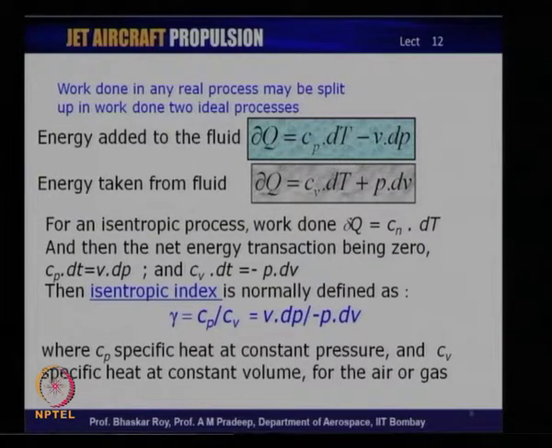And then the net energy transaction in an isentropic process is typically 0, because it is an adiabatic process. So, delta Q, the heat added or subtracted from the system, is likely to be 0, in which case C p dT would be equal to V dp, and C v dT would be equal to minus P dv from the above equations. If we do that and then use the concept of isentropic index, which you have used in your cycle analysis, this is normally defined as gamma equal to C p by C v, and now we can see that it can be written down in terms of V dp divided by minus P dv, where C p is the specific heat at constant pressure and C v is the specific heat at constant volume for the air or gas. It depends on whether it is air or what kind of gas.